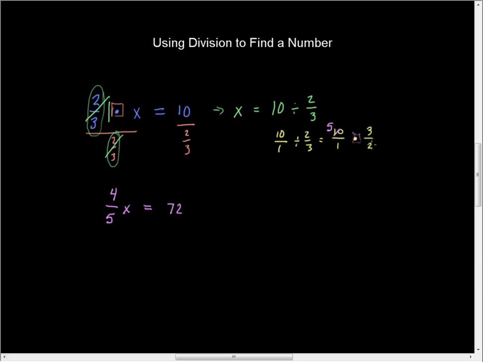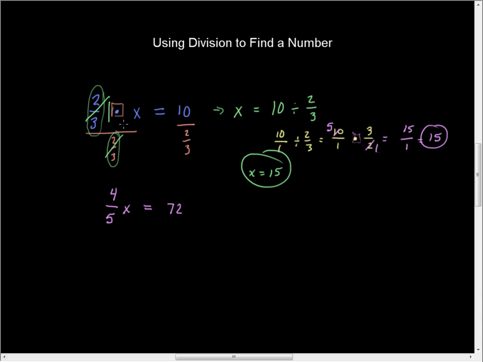10 divided by 2 is 5. 2 divided by 2 is 1. And then go ahead and multiply through. 5 times 3 is 15. 1 times 1 is 1. And so the answer is 15. So for our final, x is equal to 15. That number that we were looking for was 15.